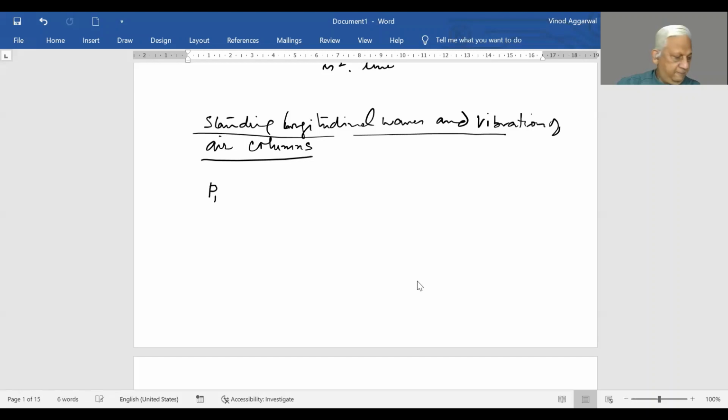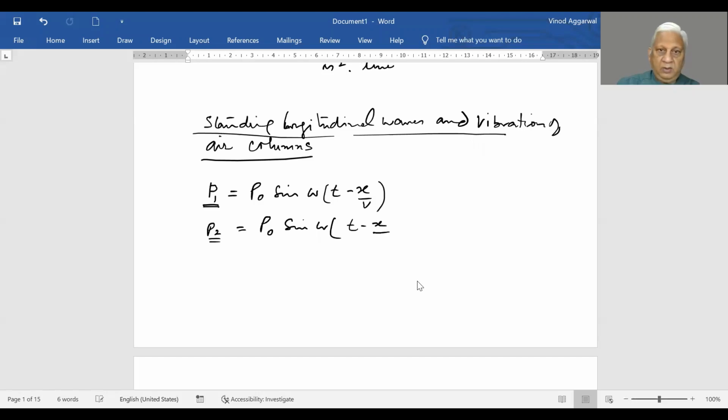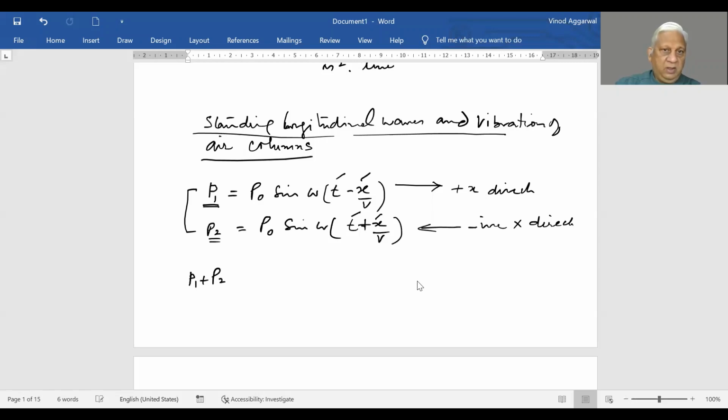We have already seen that, let's take two waves. One is P1, which is defined as P0 sine omega T minus pi. This is one wave. Another wave is P2, which is defined as, since the signs of x and t are different, this is going in positive x direction. There is another wave going in the opposite direction. Since the signs of x and t are same, this is going in negative x direction. And when they interfere with each other, you get the algebraic sum of the two, which is P1 plus P2. And mind it, these two waves which are traveling opposite to each other have the same pressure amplitude and angular frequency.